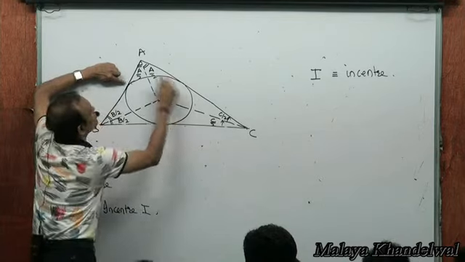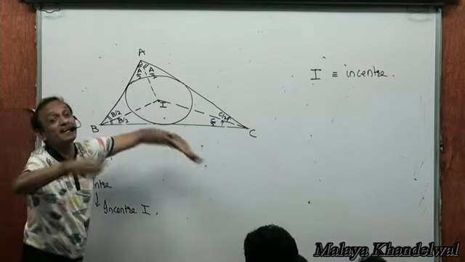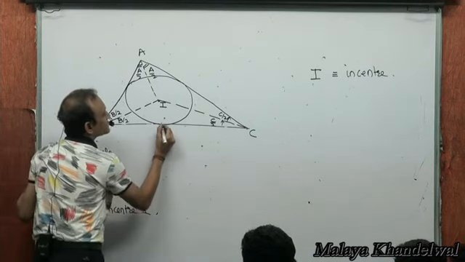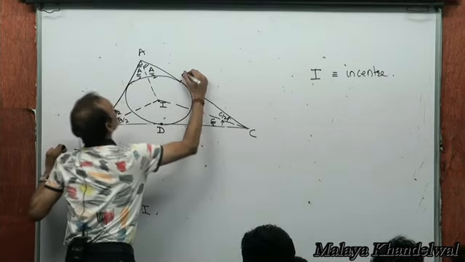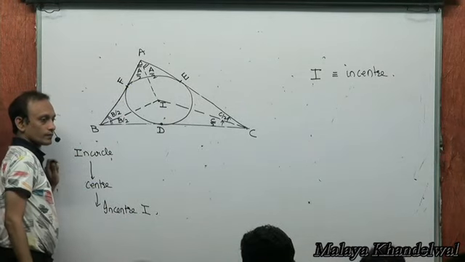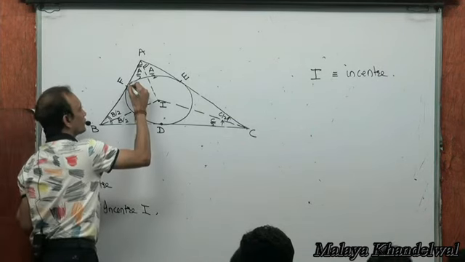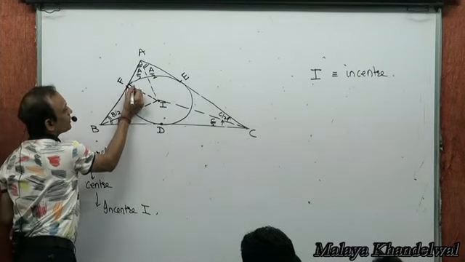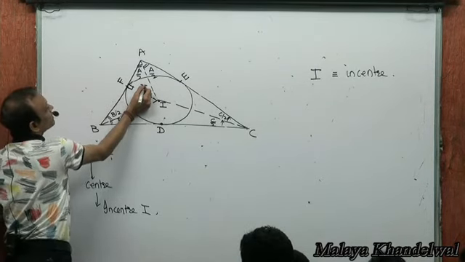Now these are the 3 points of tangency. The circle touches the 3 sides, which means the 3 sides are tangential to the circle, and say these are my points of tangency. D, E and F are the points of tangency. Right? So when you join I to F, will it not be perpendicular to the tangent?